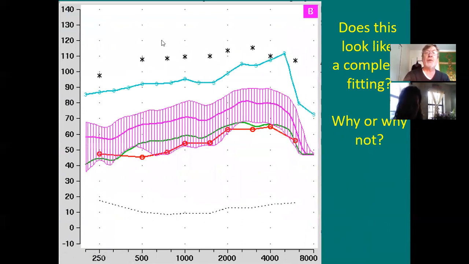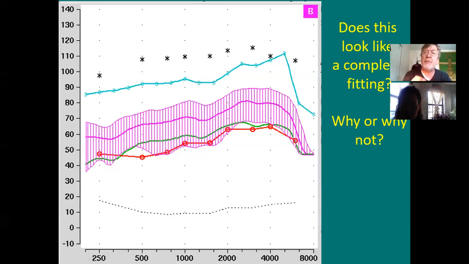And then look at the light blue line. That might be the aided outputs for loud inputs. And they're all below the asterisks except this one right here. I would try and lower the gain there, or the output there. That's a bit much. But other than that, this is a pretty good fitting, because I'm doing what I ought to do for soft, average, and loud inputs. They're all being mapped into the person's dynamic range.